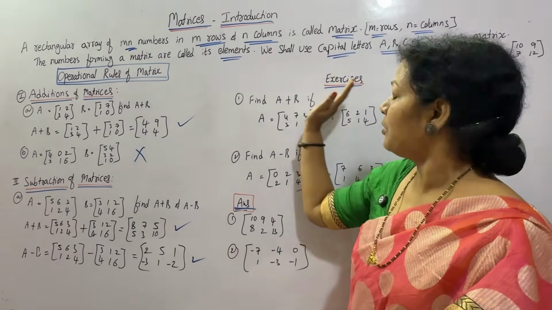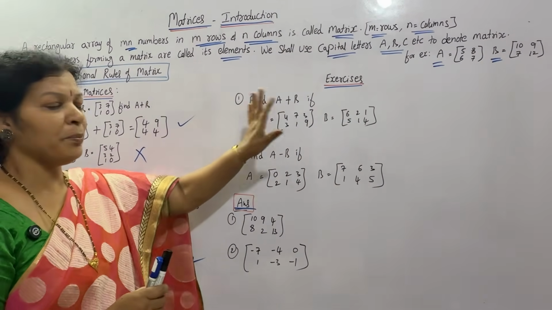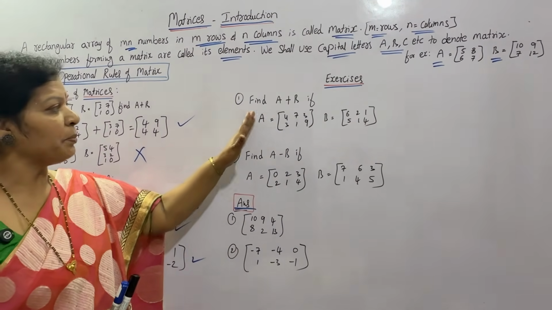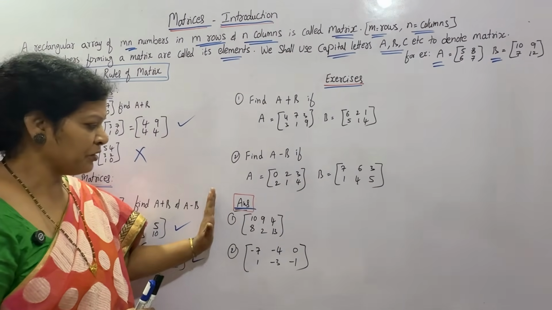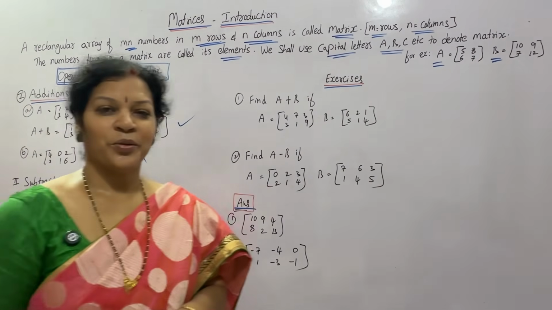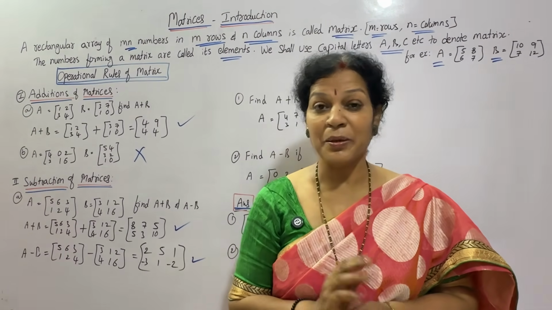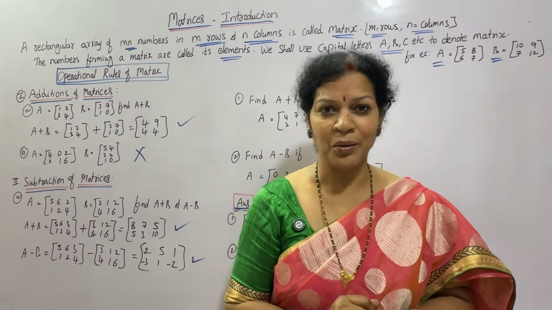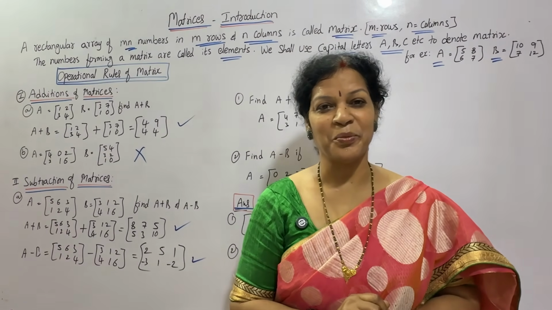Okay. Now, today you will have some homework problems. Exercises are given to you. Find A plus B, if A elements are like this and B elements are like this. Next, find A minus B, if A is like this and B is like this. Answers are also given. Very easy, isn't it? So, it's clear. Next class we'll go for multiplication. Various methods and various points you have to remember. Anyhow, I'll make you understand. Need not worry. Stay connected, practice well, and good luck.